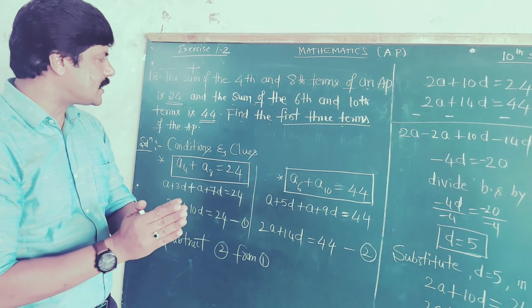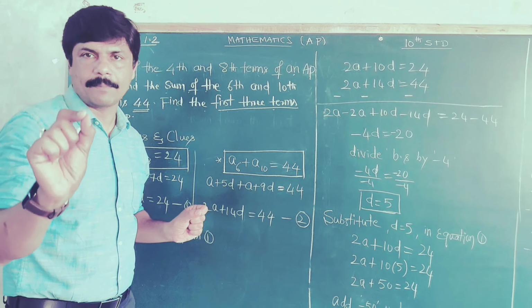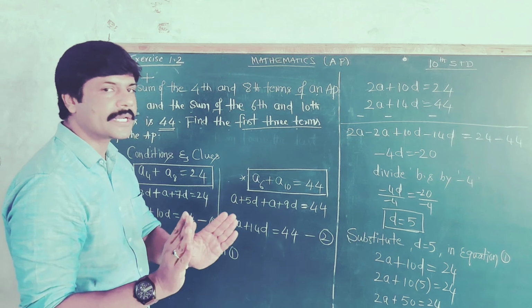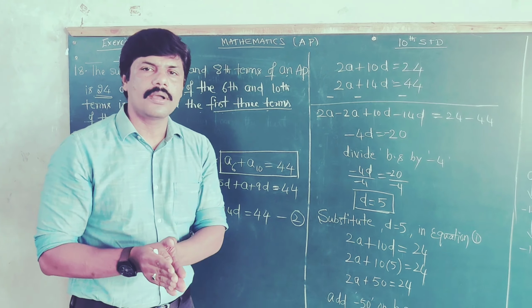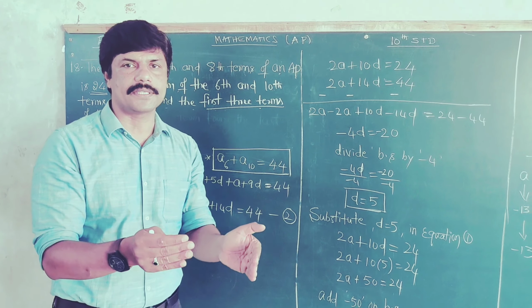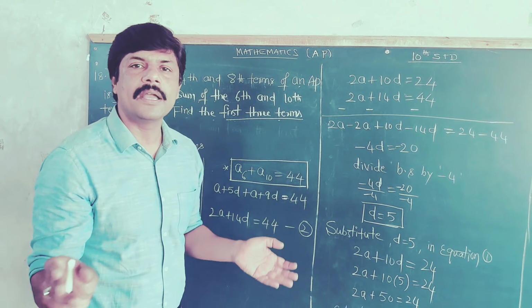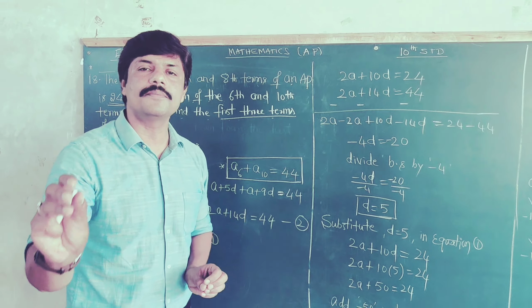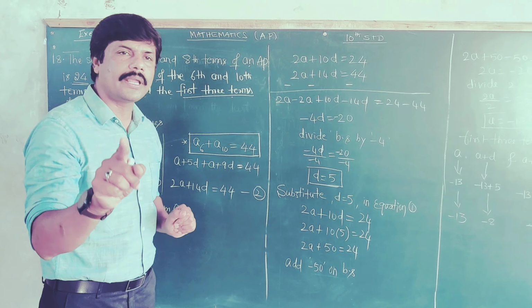What we need to do is find the first three terms of the AP. How do you find the first three terms? You should know the first term and the common difference. Once you know the first term and the common difference, any n number of terms you can find. That is not at all an issue. The only thing is, you need to know A and D.